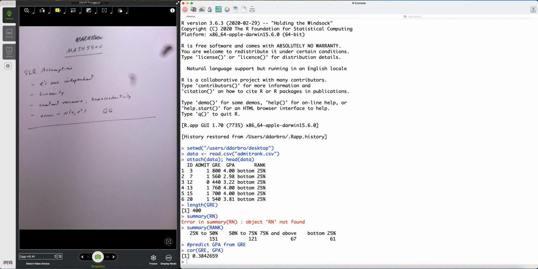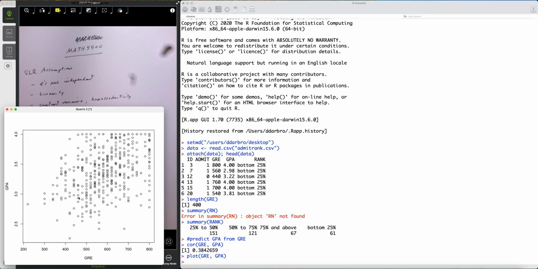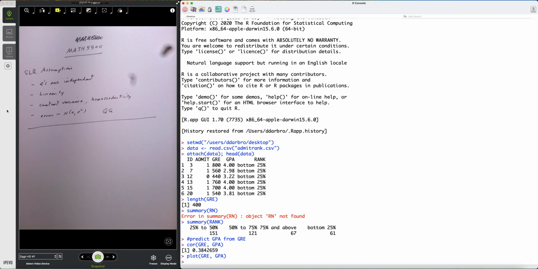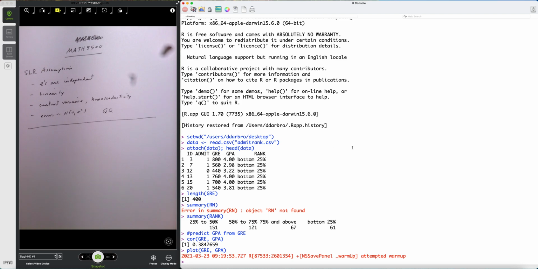Now, let's stick with the path, okay? That tells us a little bit, but not a lot. All right, so let's look at GRE over GPA. And you know what? Just as I would predict, I don't see a linear pattern at all. When I visualize my line, I see a whole lot of assumptions that are very, very likely to be violated.